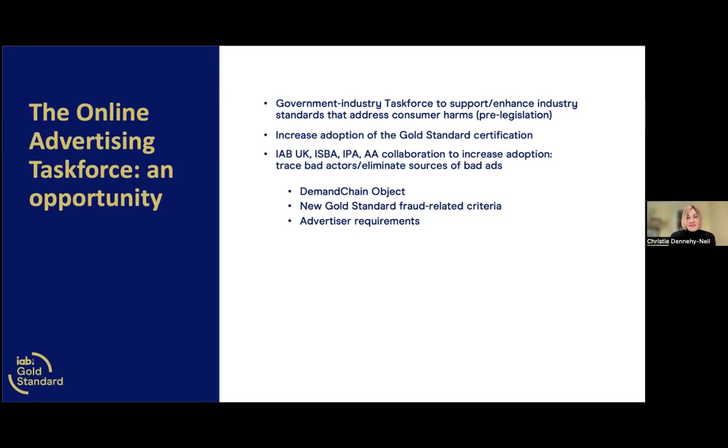The gold standard obviously matters to advertisers, and having the buy side on board is really critical, but it also matters to our reputation as an industry and as individual companies, to consumers who should be safe online, and as I've explained, it really matters to the government too. Taking that one step further, effective adoption of the gold standard is also a way to stave off some of the worst case scenarios in terms of future legislation.